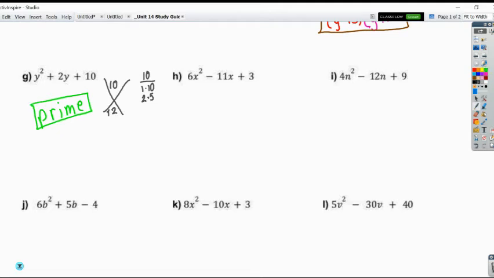Over here to H, do I have a greatest common factor? That's always the first thing that you ask yourself in a factoring problem. Is there a greatest common factor? 6x squared, negative 11x, plus 3. No common factors here. So we keep on moving into our factor puzzle. A times c up top, 6 times 3 is going to be a positive 18. B on the bottom is going to be a negative 11. So numbers that multiply together to make 18, but also add together to make negative 11.